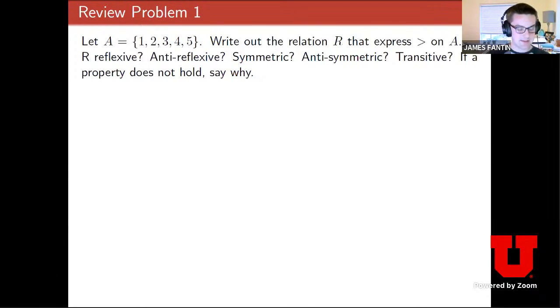So we've got this set A that contains just the elements 1, 2, 3, 4, 5. And then we're going to write out the relation R that expresses greater than on A. And then we want to figure out, is R reflexive? Is it anti-reflexive, symmetric, anti-symmetric, or transitive? And if a property does not hold, we need to figure out why.